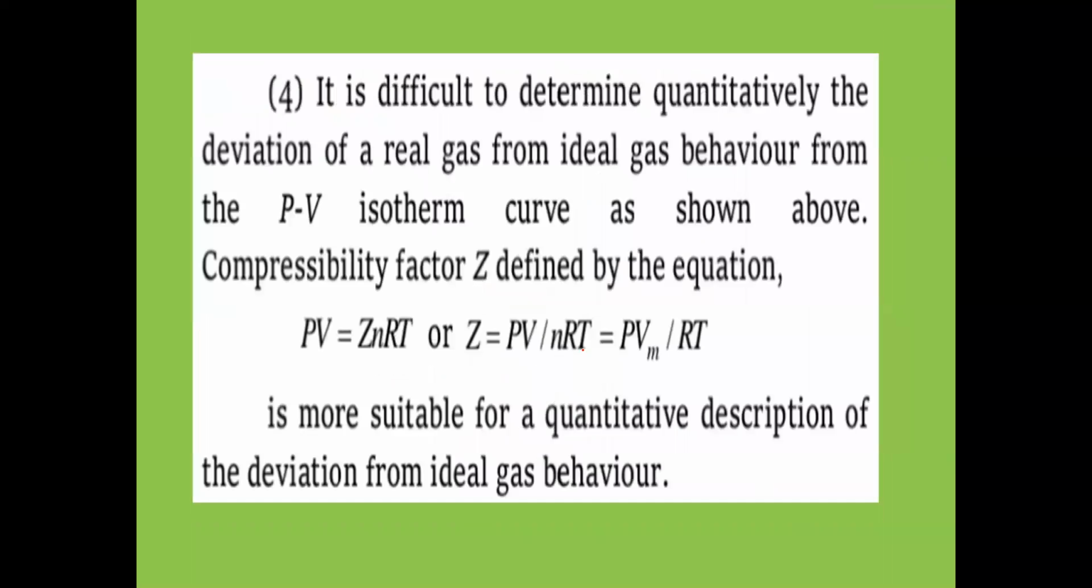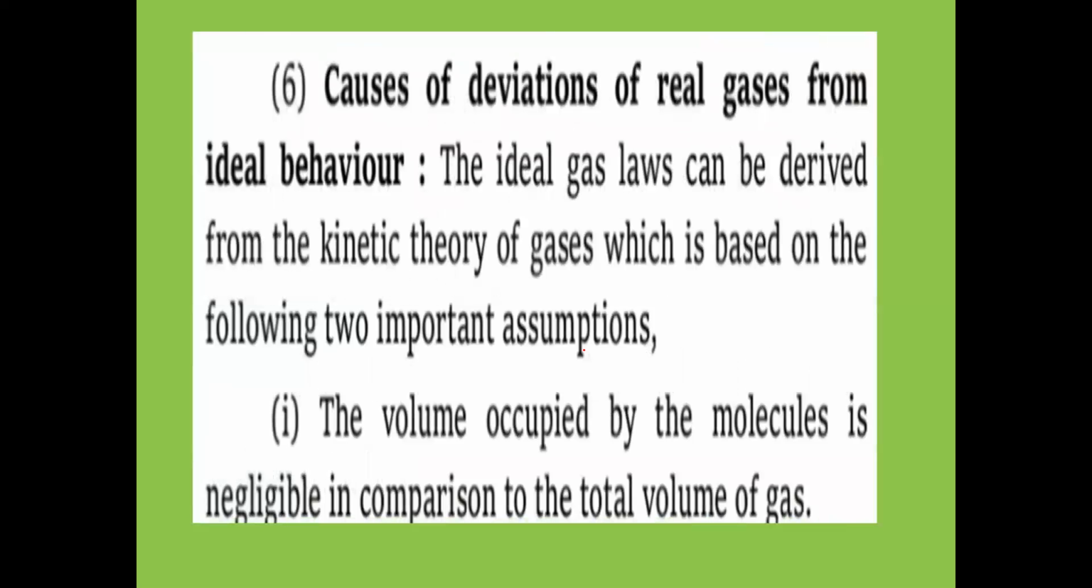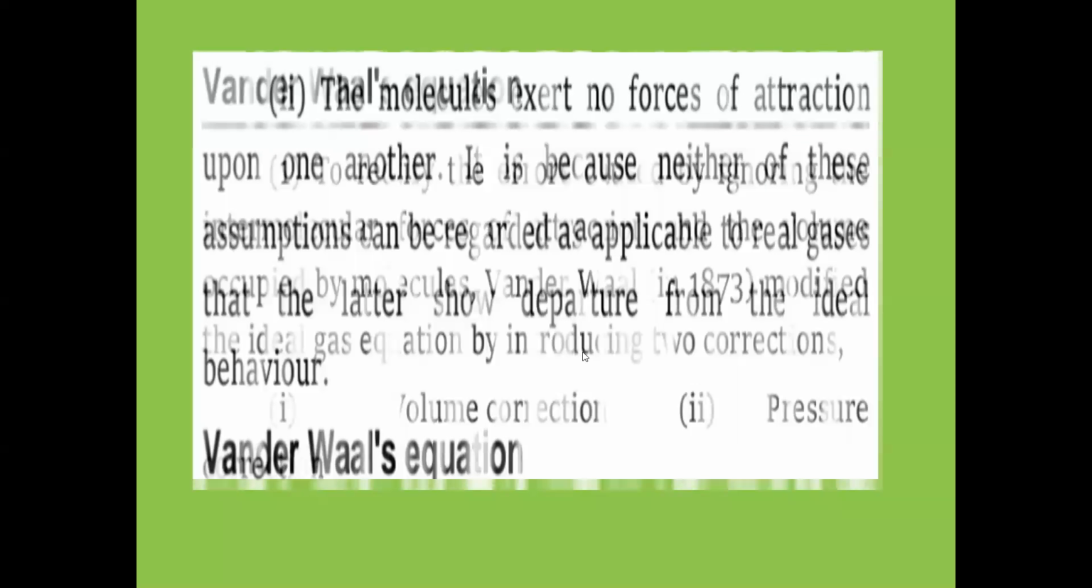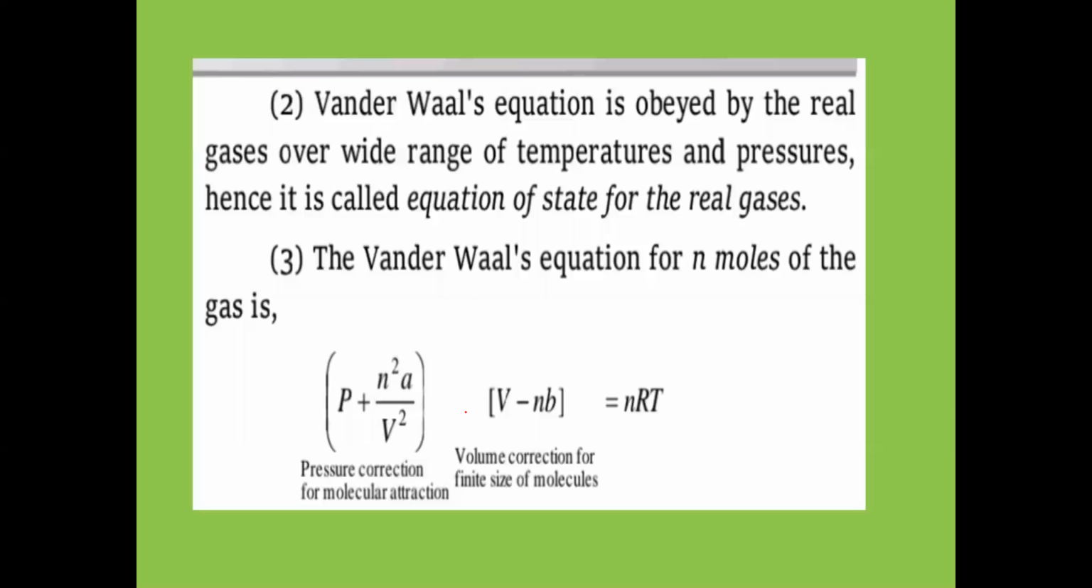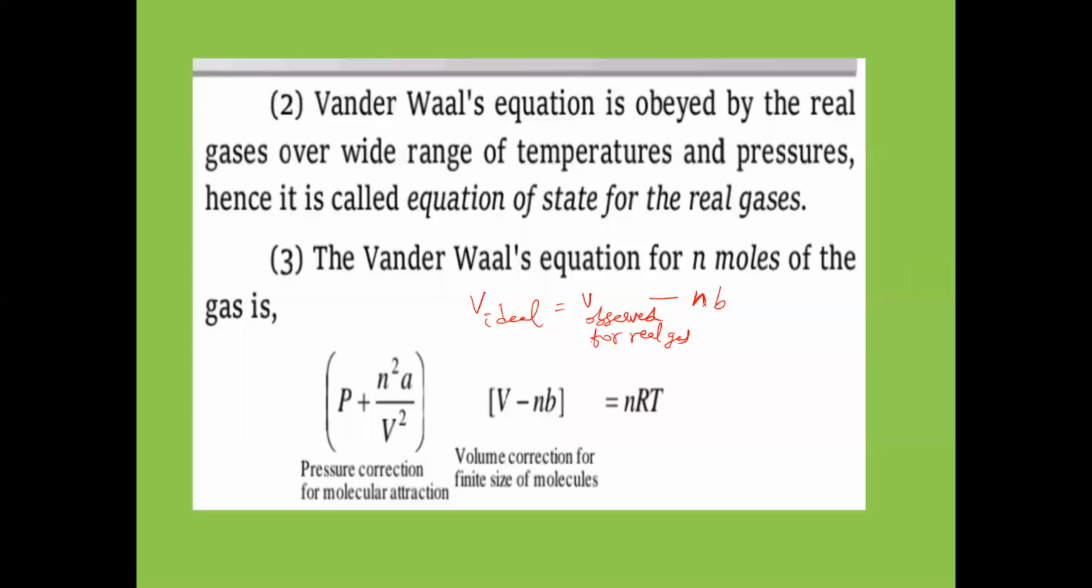So already we have discussed the ideal gas equation, and the real gas equation, that is the Van der Waals equation. So the Van der Waals equation is now: (P + an²/V²)(V - nb) = nRT. Generally here what we have to understand is that V ideal is equal to V observed for real gas minus nb for n moles, where n is the number of moles.